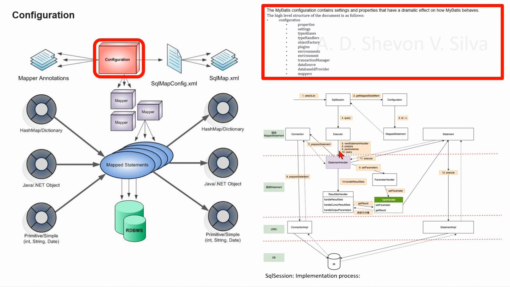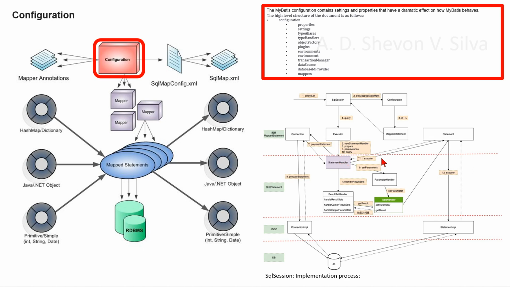Executor is connected to statement handler via new statement handler and prepare. Statement handler is connected to connection via prepare statement. Statement handler interacts with connection. Execute is connected to statement handler via parameterize, and statement handler is connected to parameter handler via set parameters. Executor is connected to statement handler via query.